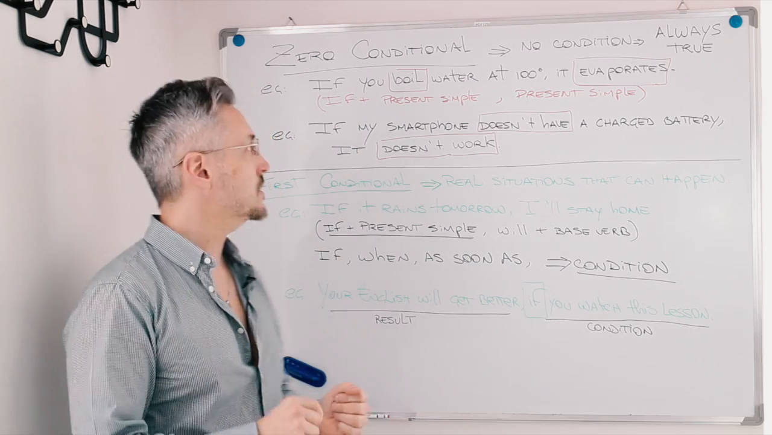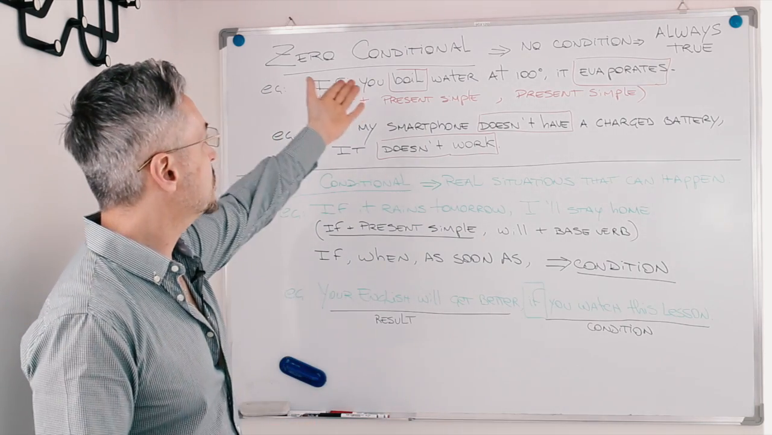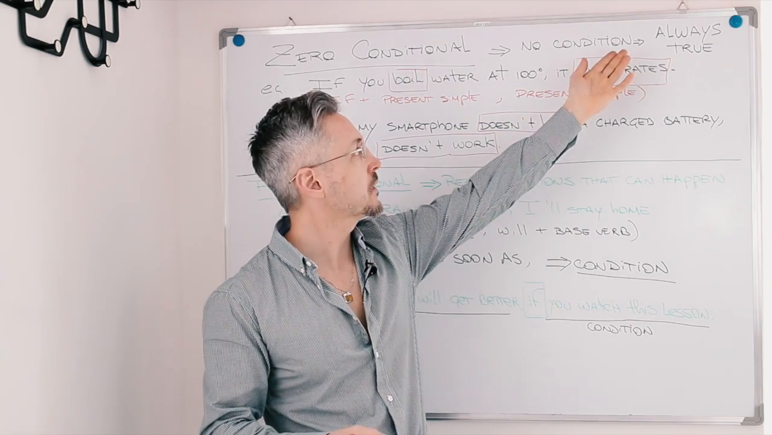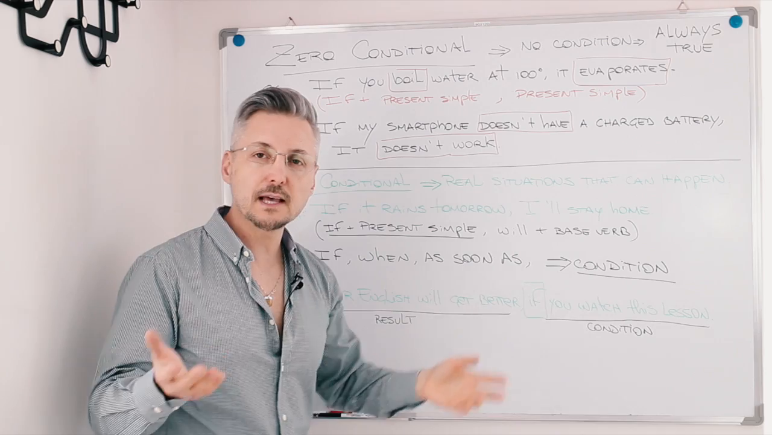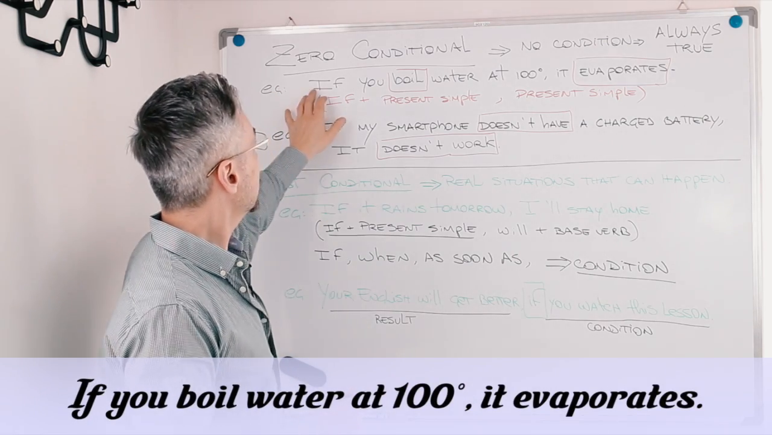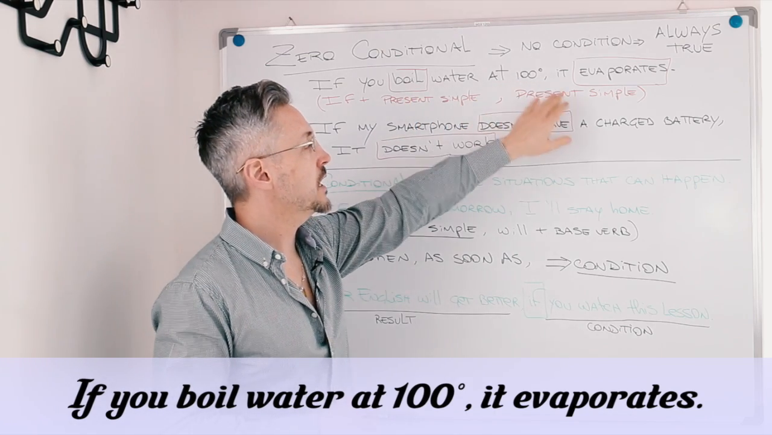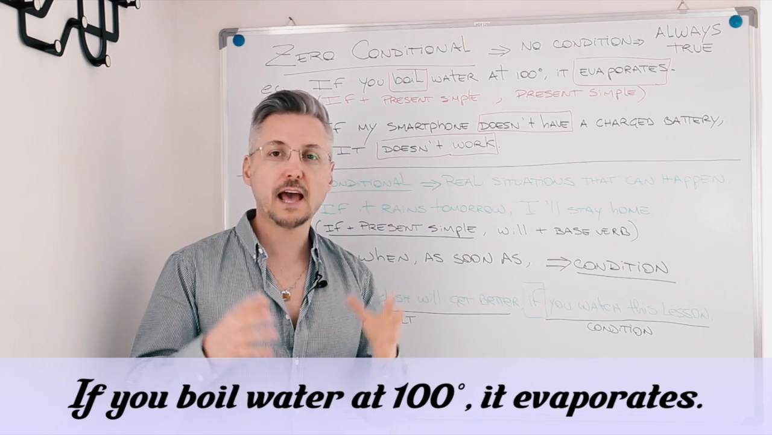Okay, so let's go to the zero conditional first, and we use the zero conditional when there is no condition, because it's always true. The example that I gave you was, if you boil water at 100 degrees, it evaporates. That means that it always happens.